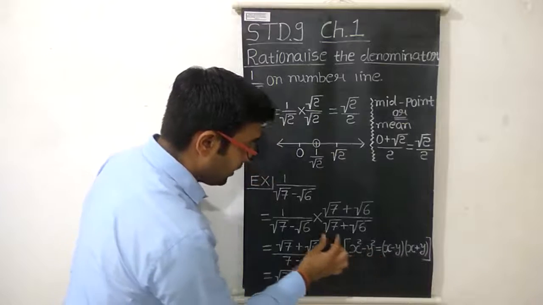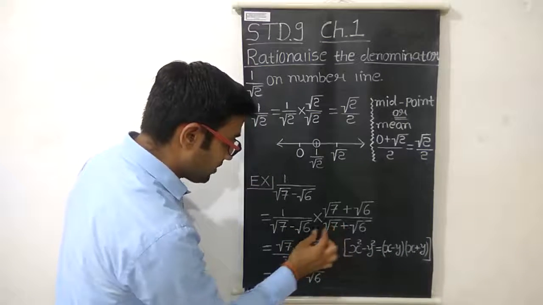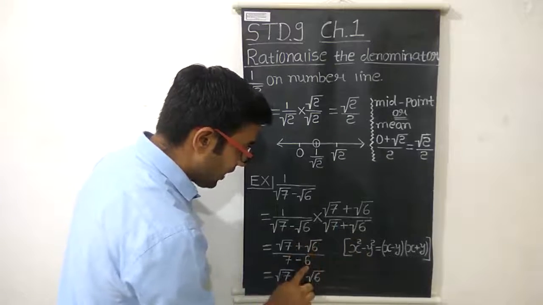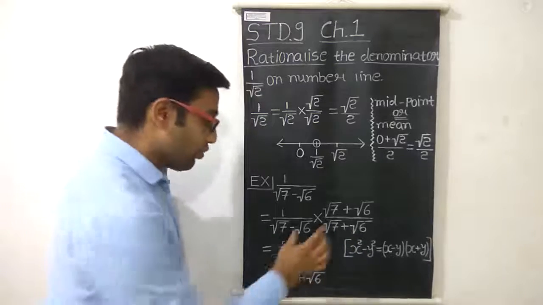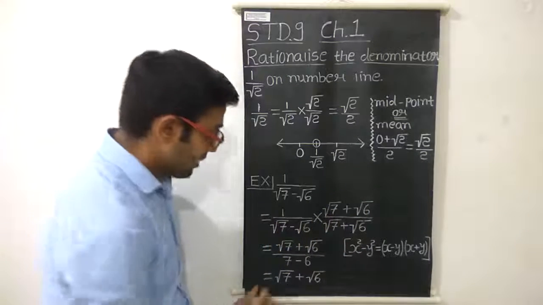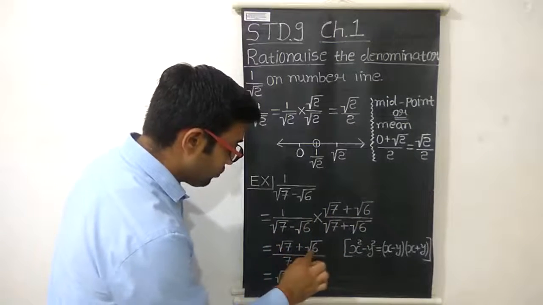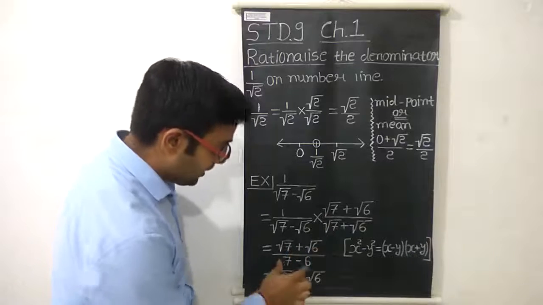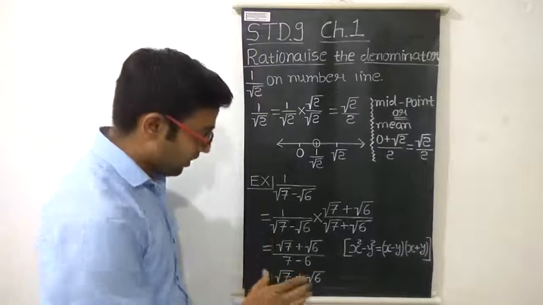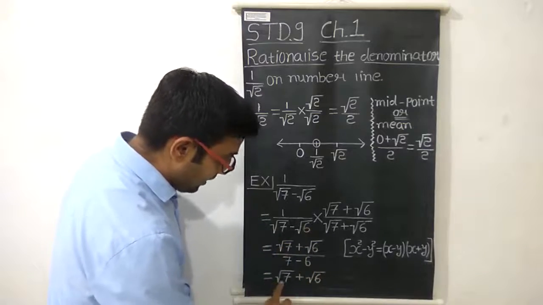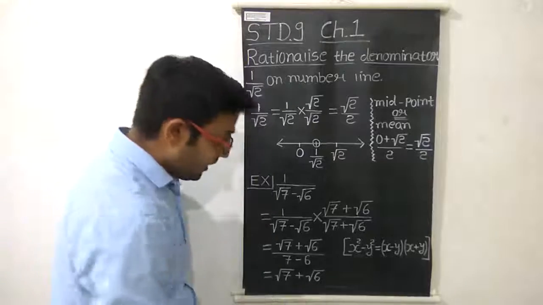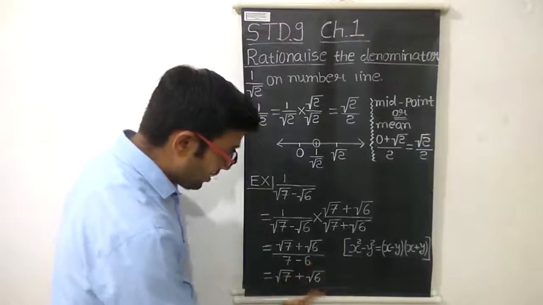This means we can write it as root 7 square, that is 7, minus root 6 square, that is 6. The numerator will remain as it is because it is multiplied by 1. So the numerator remains as it is, under root 7 plus under root 6, and in the denominator we have 7 minus 6. And what is 7 minus 6? It is 1. So only the numerator remains, under root 7 plus under root 6. So here there is no denominator, that means the denominator is 1.